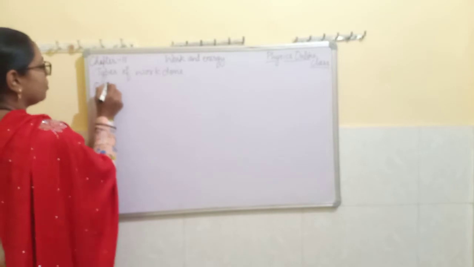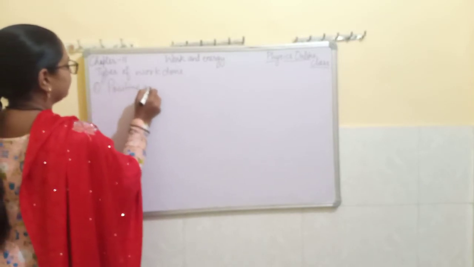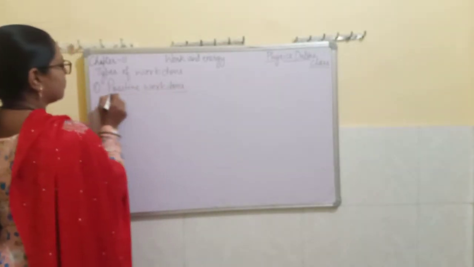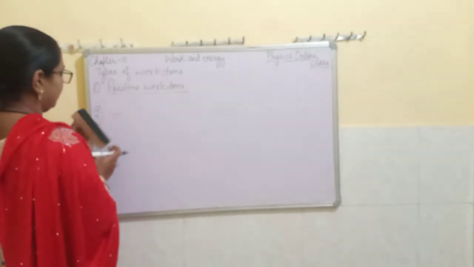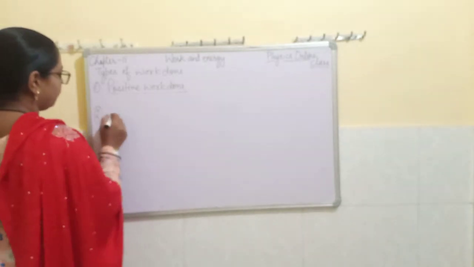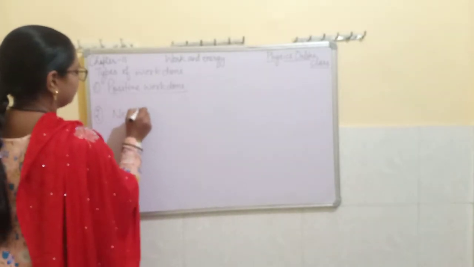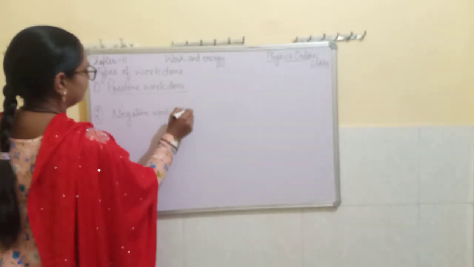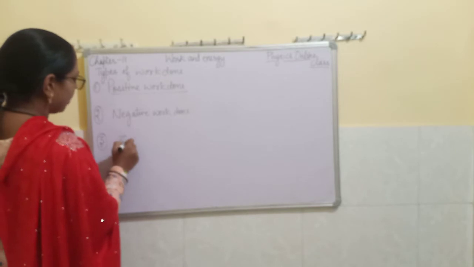First type is positive work done. Second type is negative work done. I'll write it in complete form. Negative work done. And the third one is zero work done.